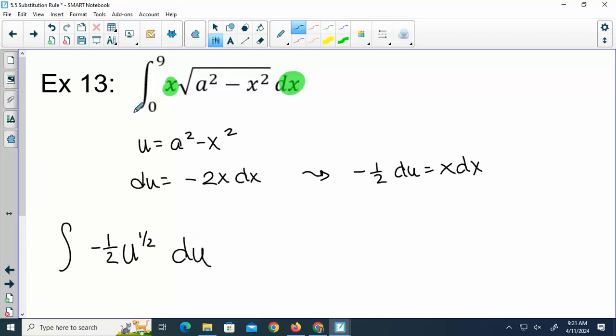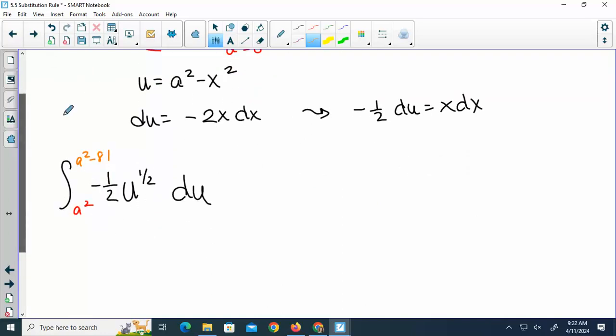If we plug in a 0, which variable is it going in for? x. So if I put in a 0, we get a squared minus 0 squared, so a squared. If I put in a 9, I get a squared minus 9 squared, so that's a squared minus 81. All right, not beautiful limits, but let's work with it.